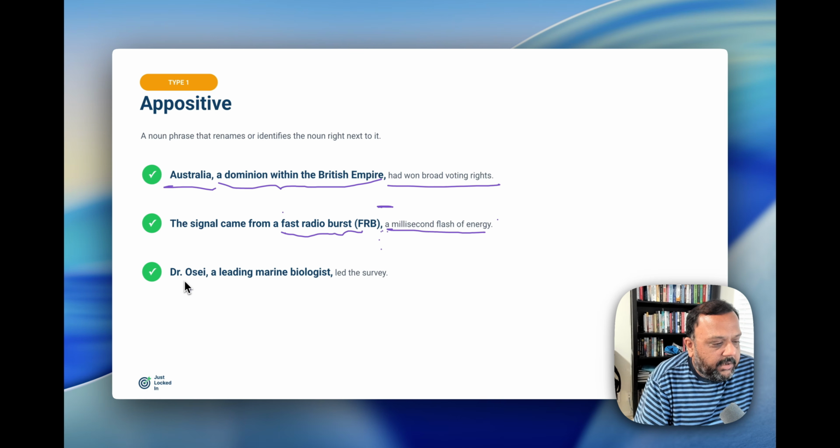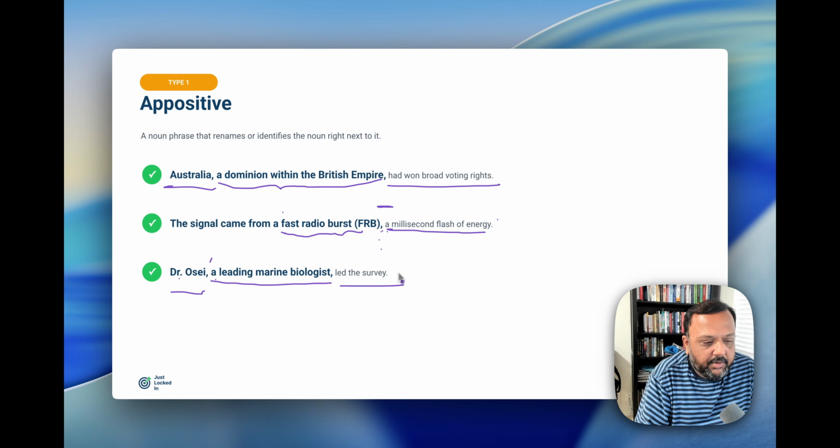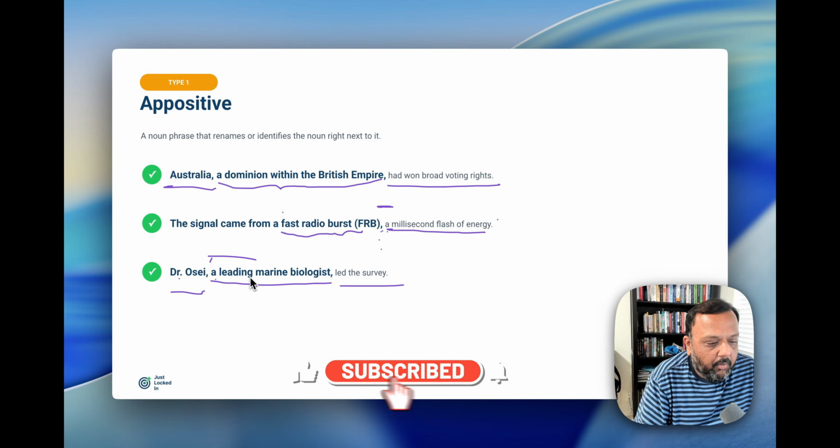Okay, let's look at this one. Dr. Osei, a leading marine biologist, or a marine biologist, whatever, marine sounds better to me, led the survey. A leading marine biologist is saying who Dr. Osei was or what he did, and therefore this is supplementary information. Dr. Osei led the survey is the actual sentence, and that conveys the idea as to who led the survey. And this supplementary information is really saying who Dr. Osei was, or what his background was.